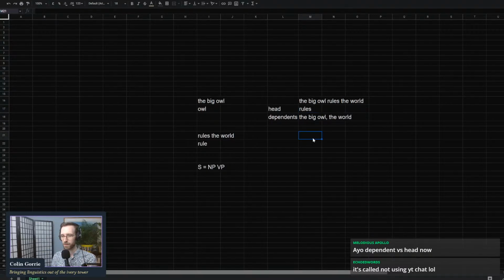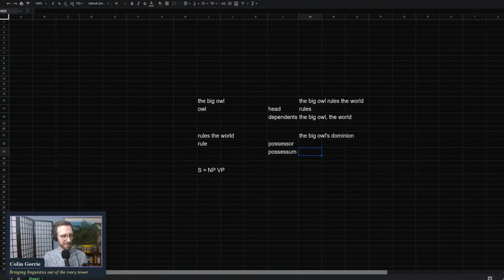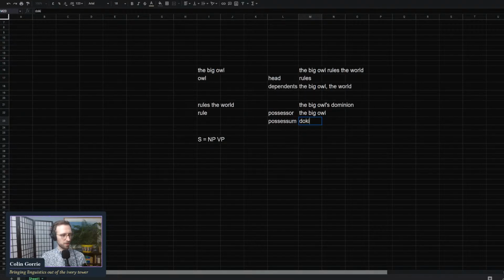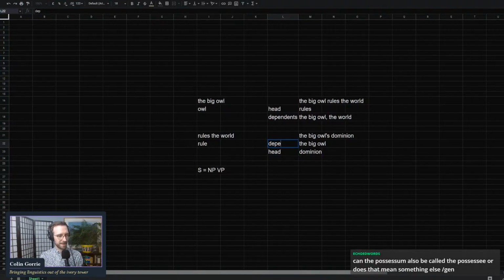So this is a clause. That's one type of head-dependent relationship. Another one is the possessor-possessed relationship. So the big owl's rule, or maybe say dominion. There we go. So here we have a possessor and a possessed, a possessum, if you will, meaning the thing possessed. So the big owl and dominion. Don't know why that jumped around like that. Okay. And so here we actually have the head being a noun phrase, being a noun, dominion. So overall, the big owl's dominion is a noun phrase. The head is the possessum. So the dependent is the big owl.